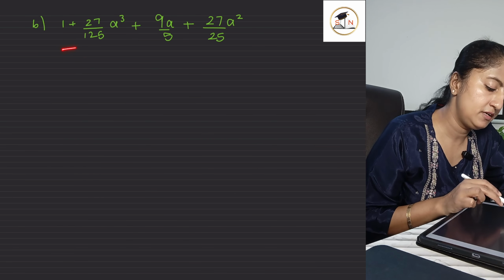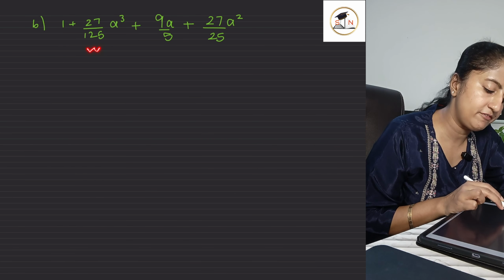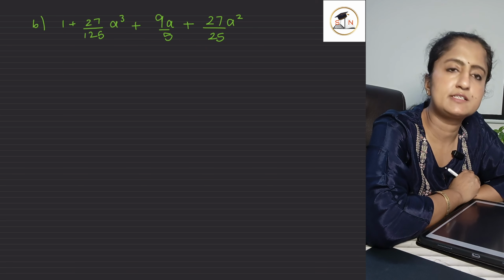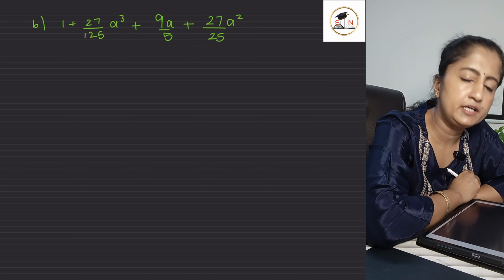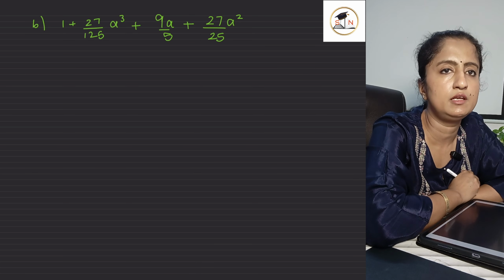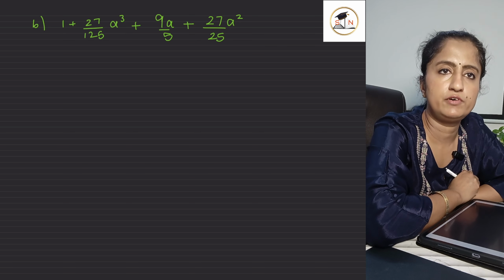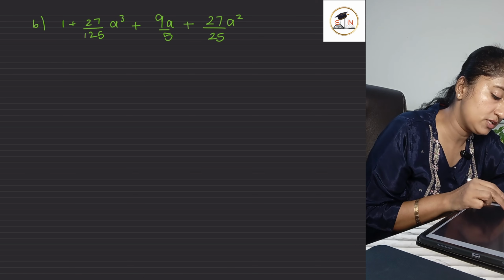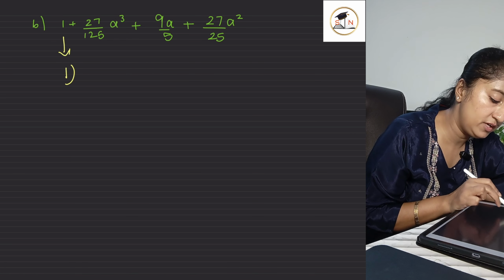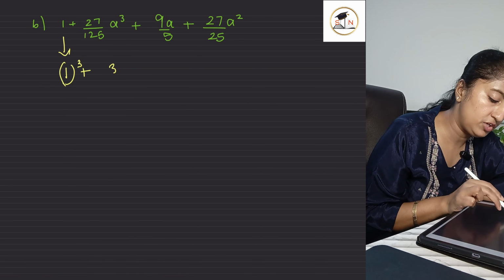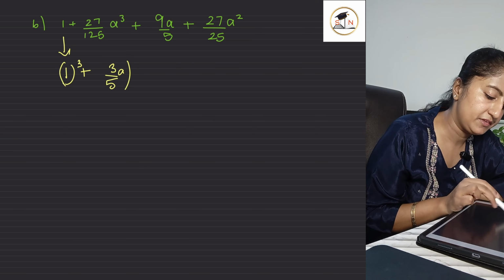We have 1 plus 27 over 125 a cube plus 9a by 5 plus 27 by 25 a square. Okay, the way I have been asking to factorize this kind of question, this is a pretty different one, because in the last two terms you do not have a square and b square in alternate terms, but the first two terms are definitely perfect cubes. Okay, so that means what is 1? 1 is a cube of 1 only, right? 27 and 125 are clear cut cubes of 3 by 5a, right?